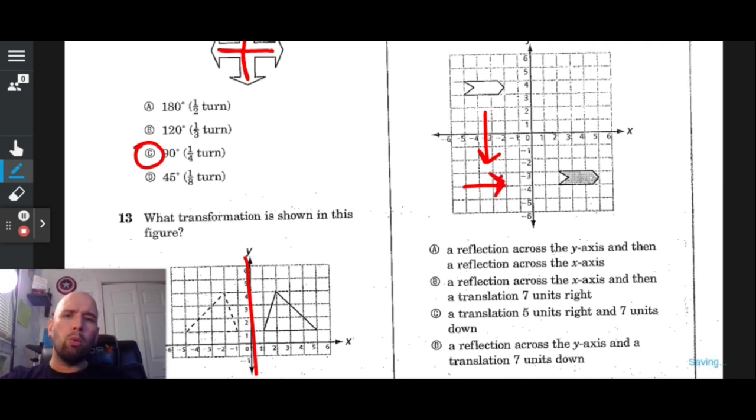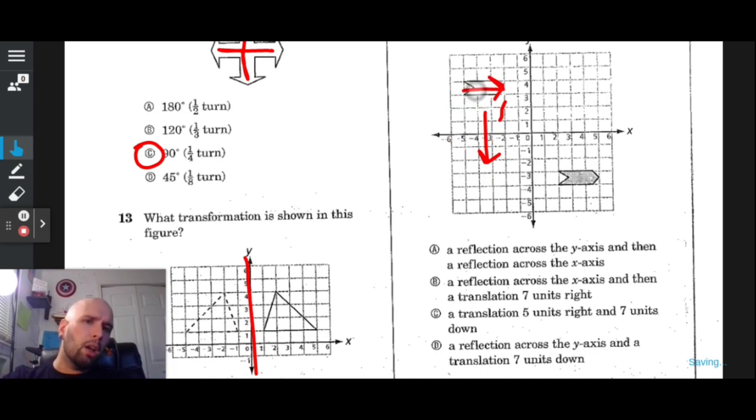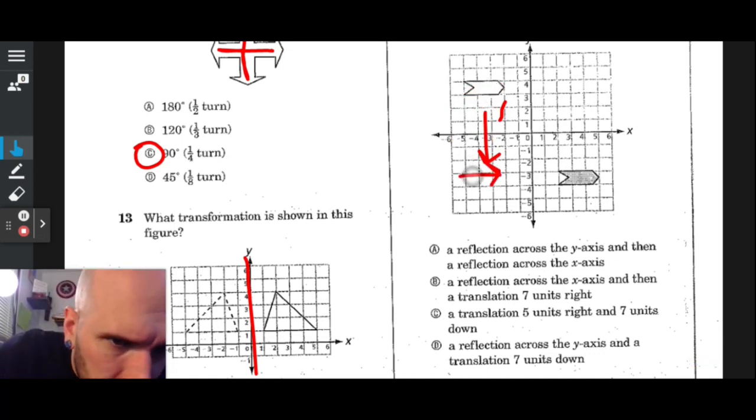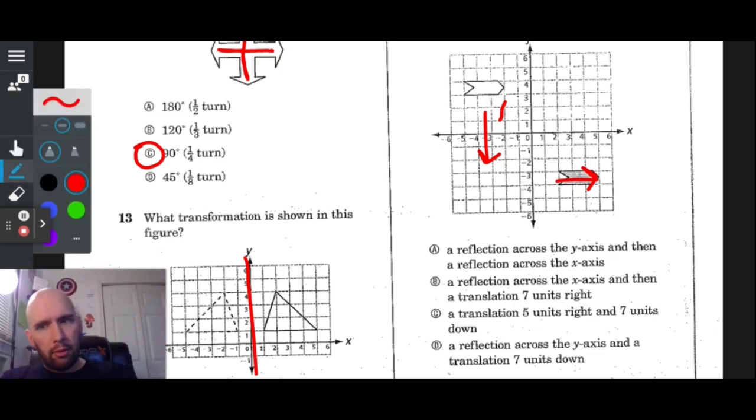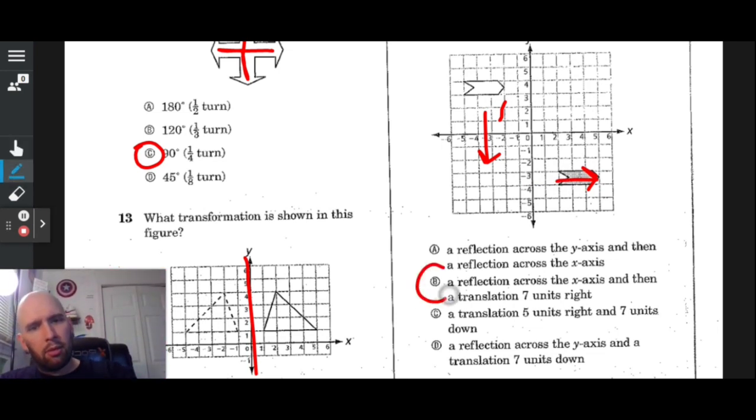So let's see. If I reflect it, it's in between the 3 and the 4, so it stays in between the 3 and the 4. 1, 2, 3, 4, 5, 6, 7. I like it. I like it a lot.